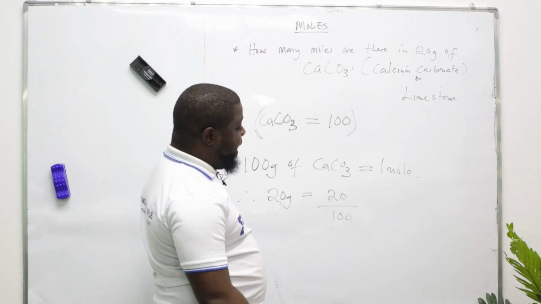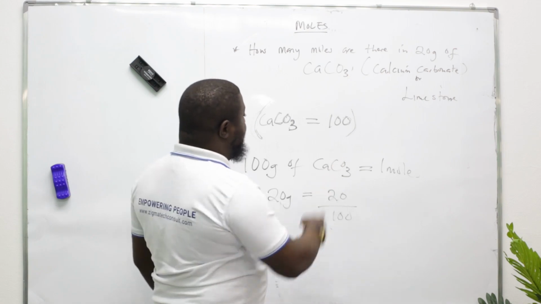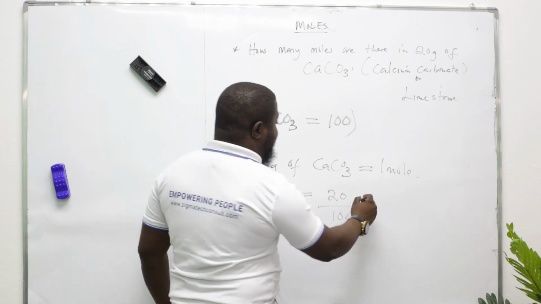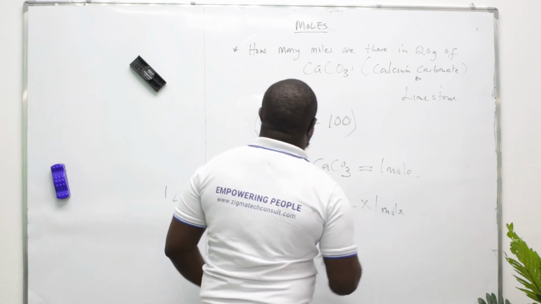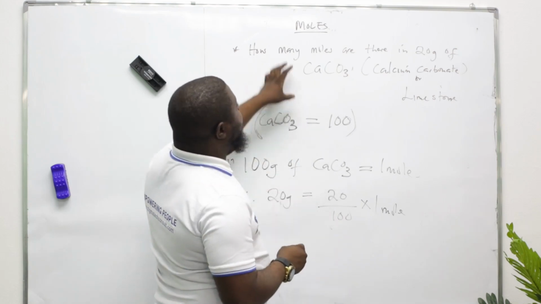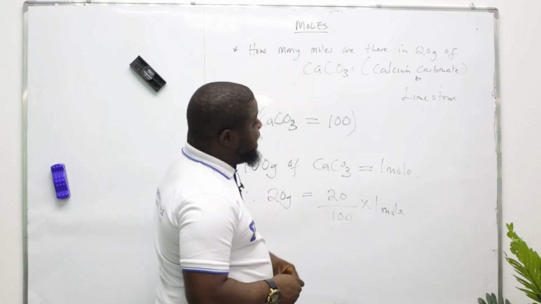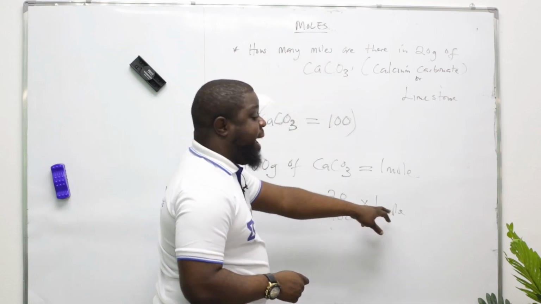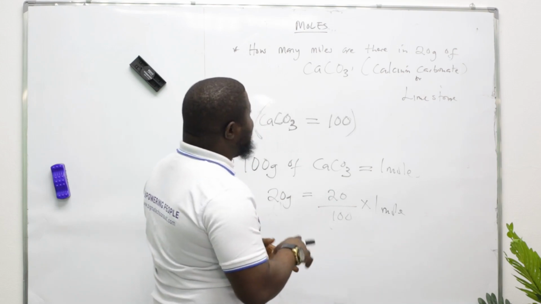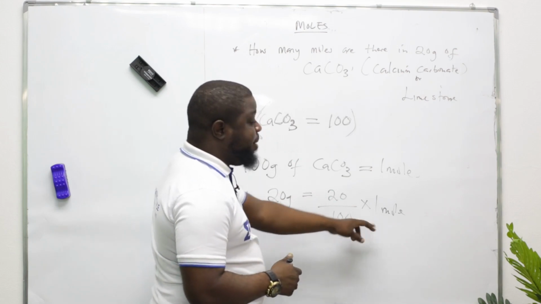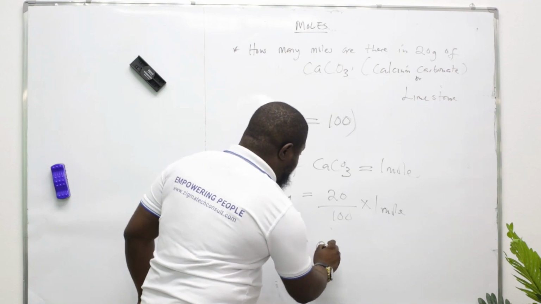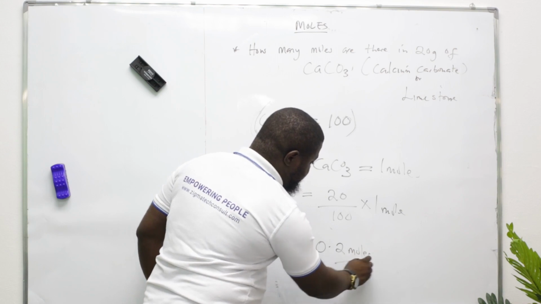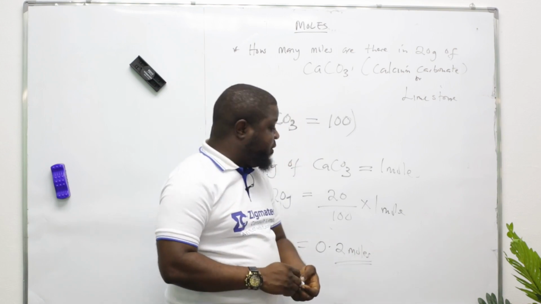20 divided by 100 times 1 mole. If they give you 6 moles, it will be 20 divided by 6. If they give you 8 moles, it will be 20 divided by 100 by 8. So they said, how many moles are there in 20 grams? It will be 20 divided by 100 times 1 mole, which is equal to 0.2 moles. That's the number of moles.